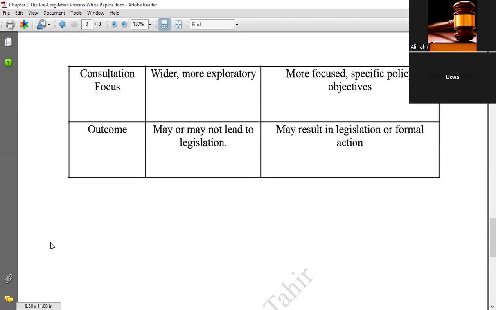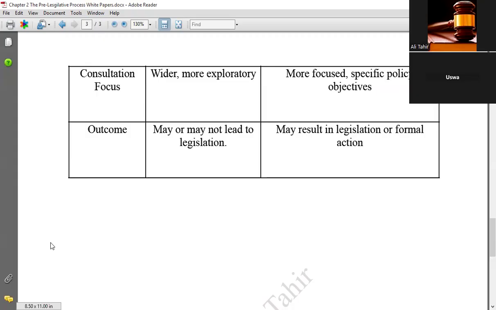Consultation focus of green papers is wider and more exploratory because we don't know the exact nature, the extent, and the span of the problem. However, when a white paper comes around, it means mostly that we have completed the green paper stage, and now it is time to become more specific, to have narrower considerations, and to proceed accordingly.